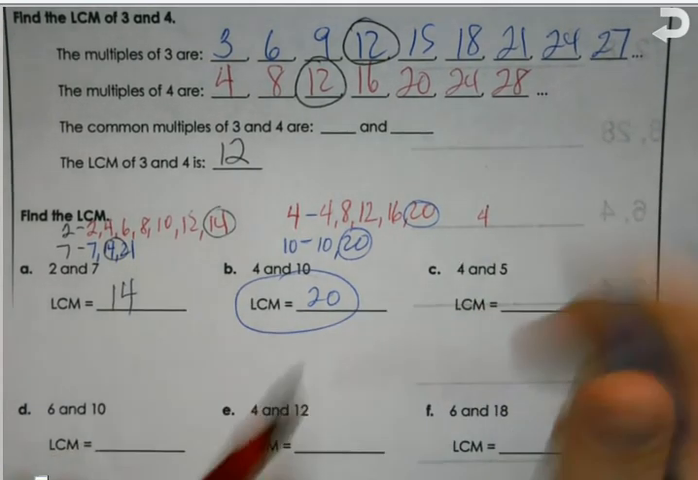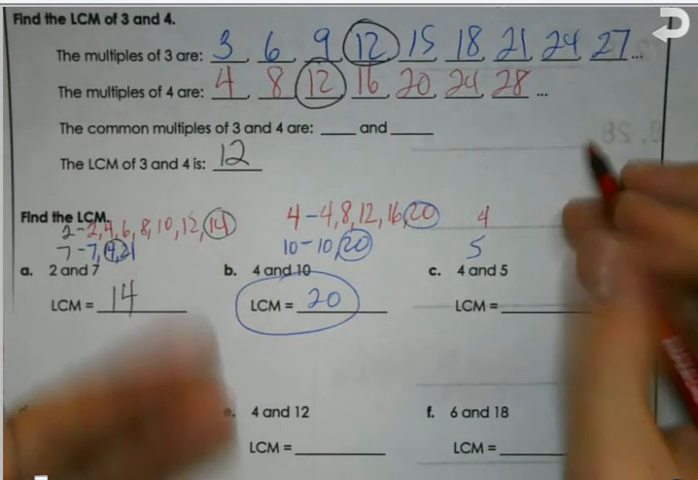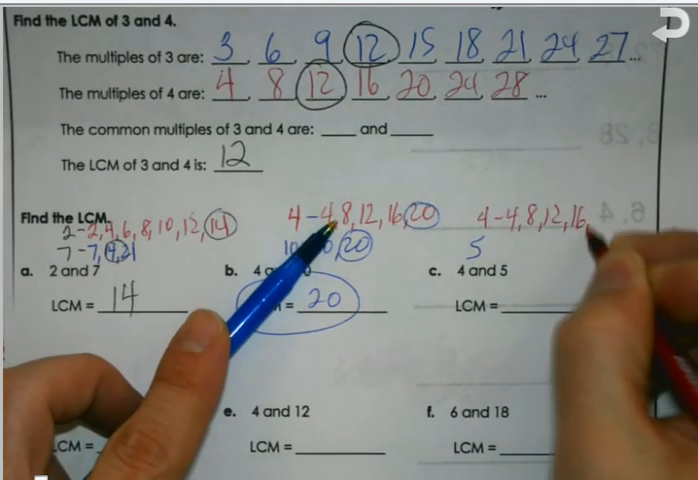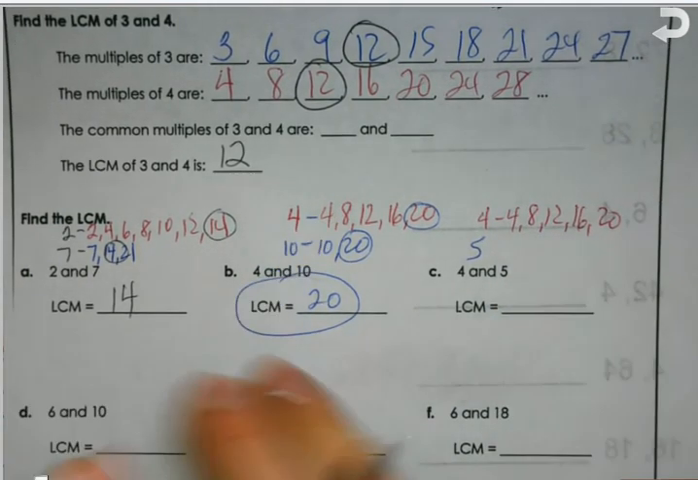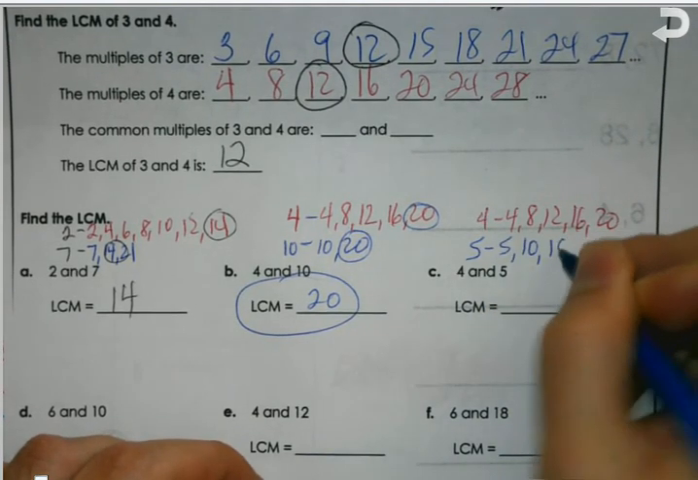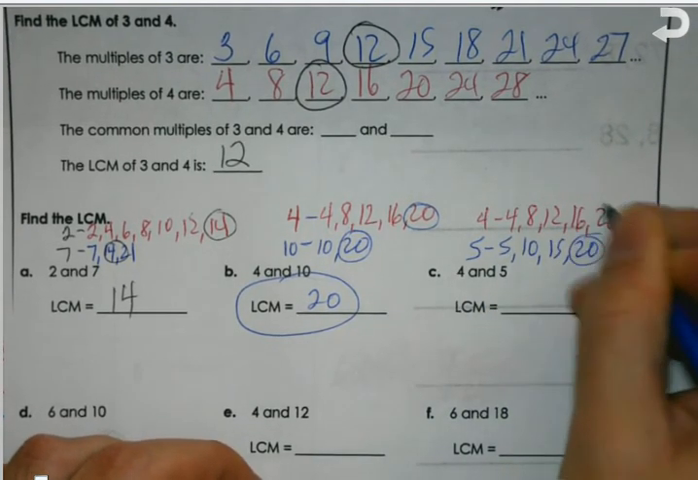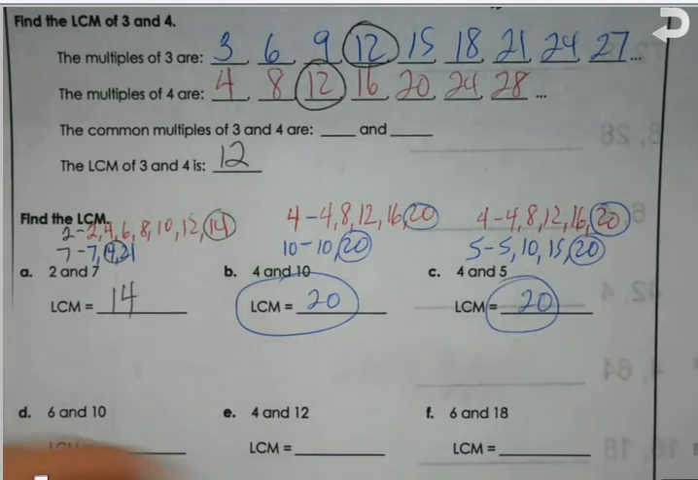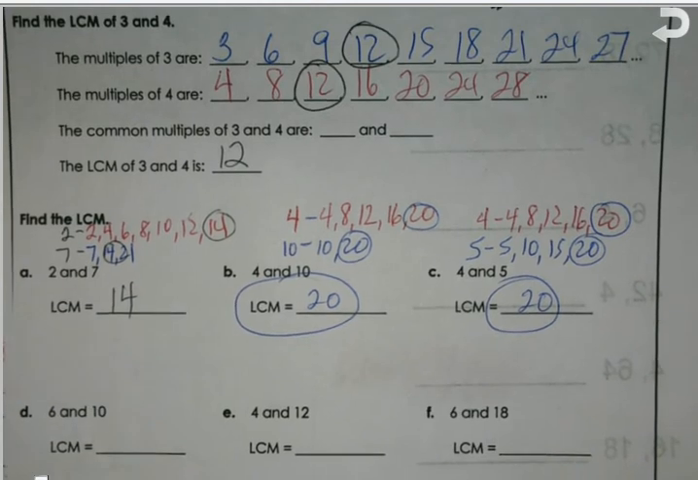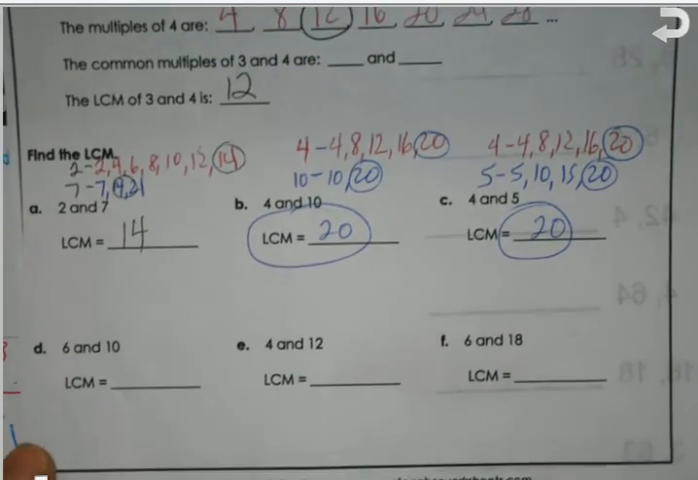So if I do 4 and 5, again, I just start counting. Now, I just did the 4 list, so this shouldn't take me long. And yep, we're going to be at 20 again. If I start counting by 5s, the first number in both lists that we have in common is 20. And this helps when we have fractions and equations that aren't quite the same.